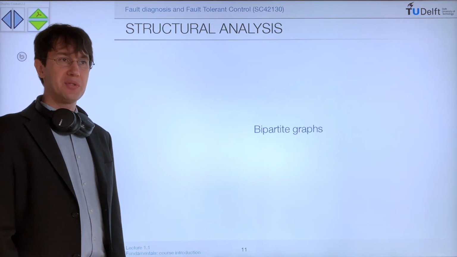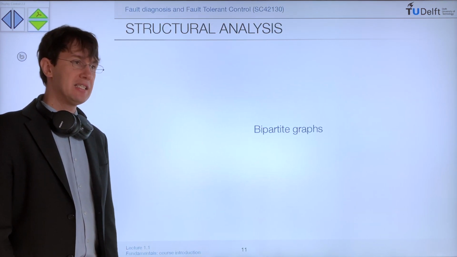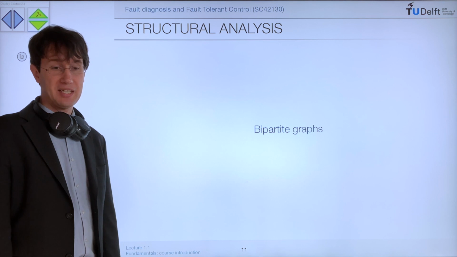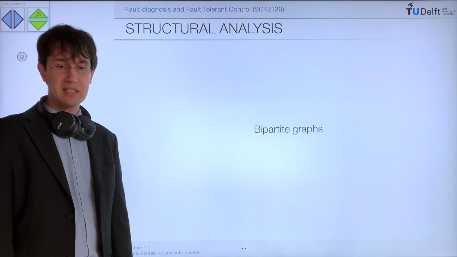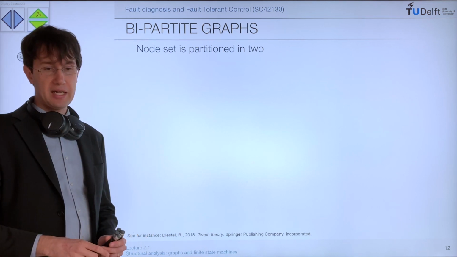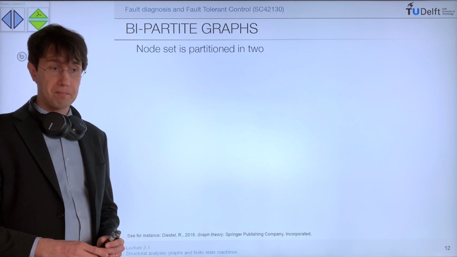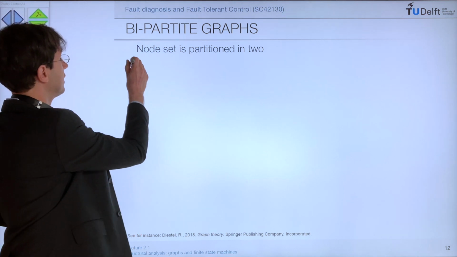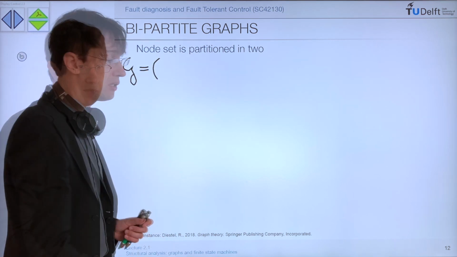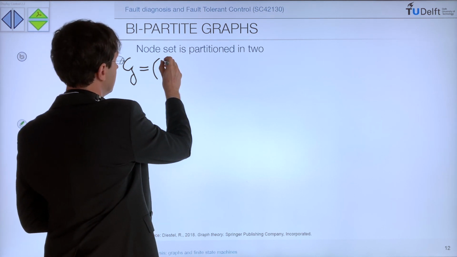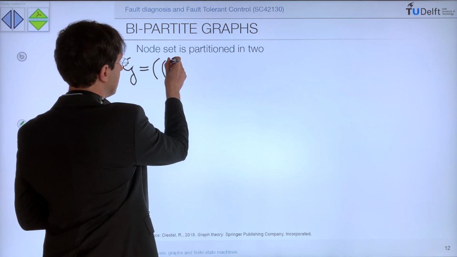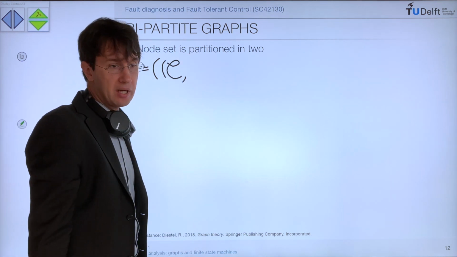Now we are going to look into the other kind of graphs that we talked about before, and it is useful for structural analysis. And it is the bipartite graph. As we anticipated, in a bipartite graph, the node set is partitioned into two. So we can define this formally by saying that the graph G is equal to a node set that has two components. In this case, we are going to call the first one C, and the second one Z.